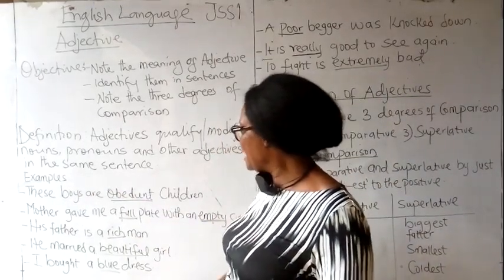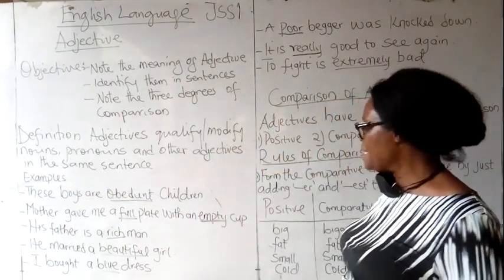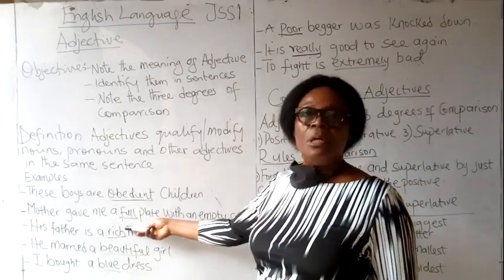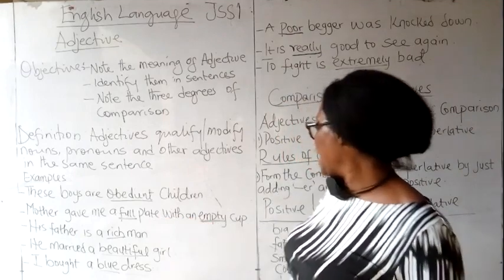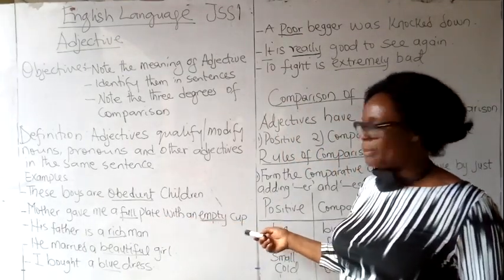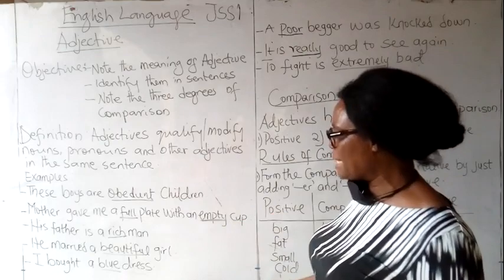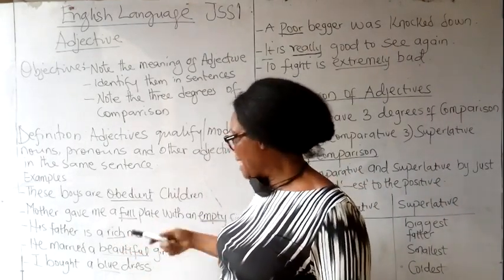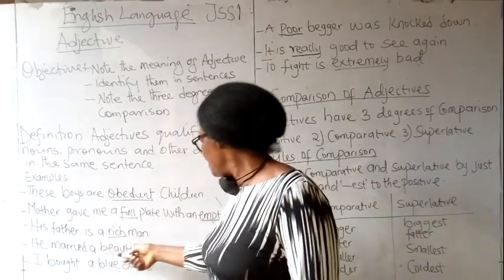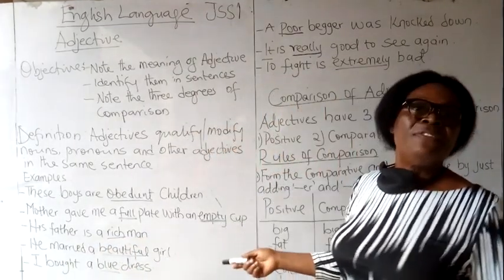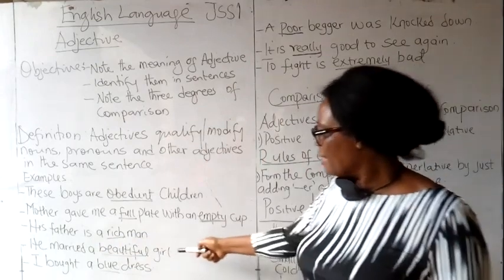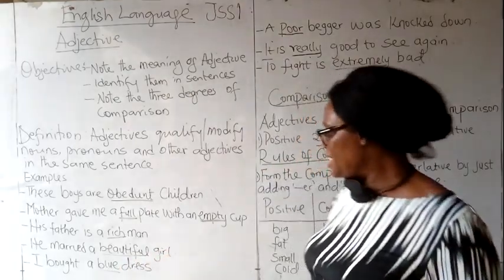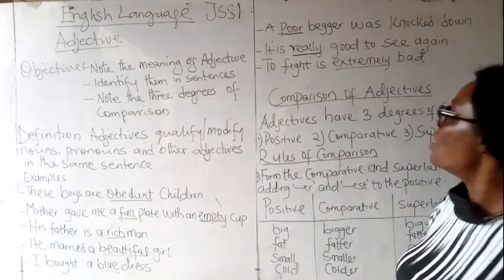The next one, mother gave me a full plate with an empty cup. I've underlined full, modifying plate, which is a noun, empty modifying cup, which is another noun in the same sentence. His father is a rich man. Rich is qualifying man. Here, he married a beautiful girl. Beautiful is qualifying girl. I bought a blue dress. Blue here is an adjective because it modifies dress.